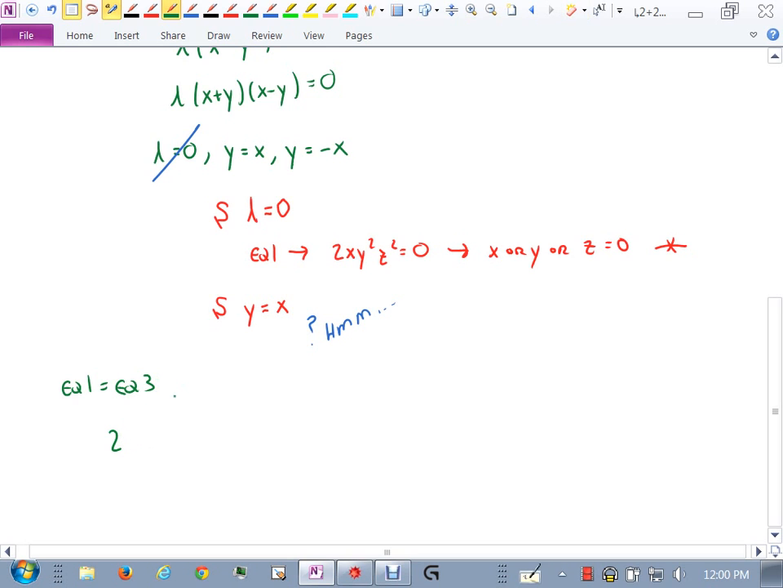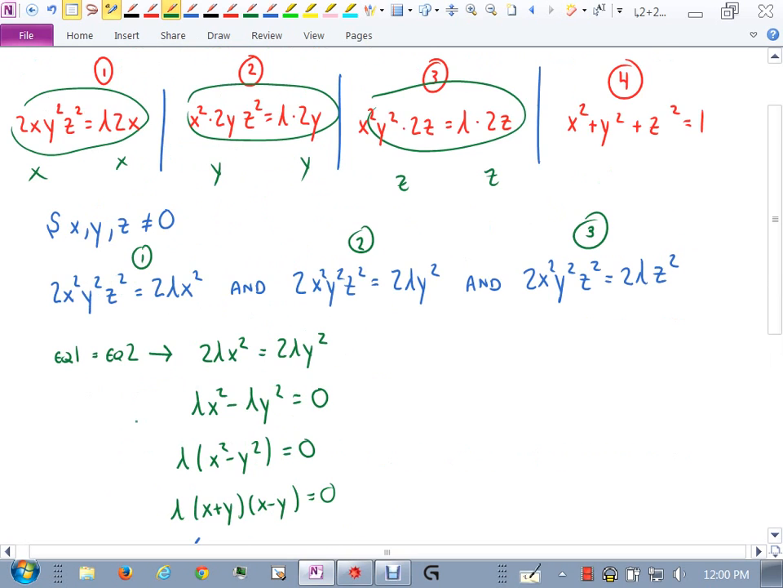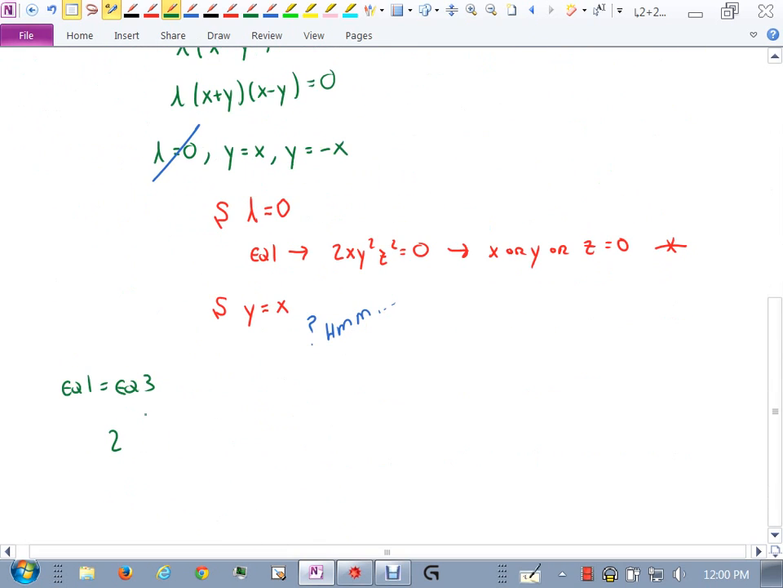Help me out. What is it? 2 lambda x squared equals 2 lambda z squared. And without actually going through that, are we okay just to say that tells us lambda is 0, x is equal to z, and x is equal to negative z? It's the same exact factoring as before. And we can throw out the lambda 0 because it's all under the same assumption that x, y, and z were not all 0.